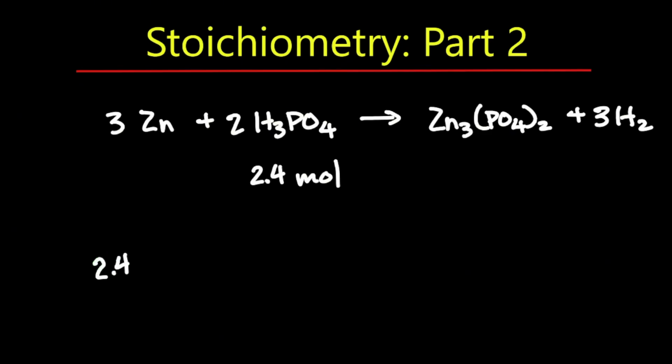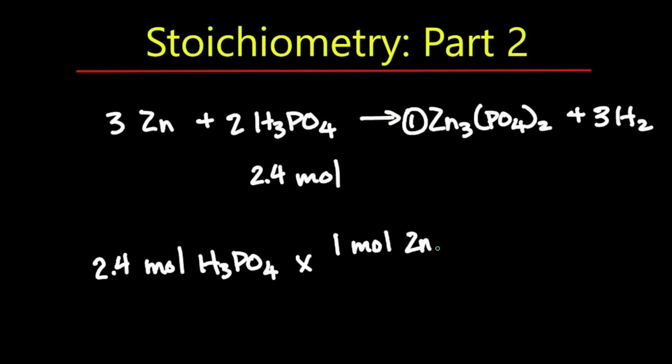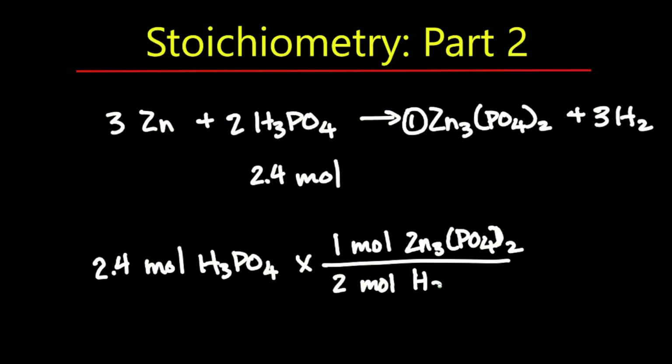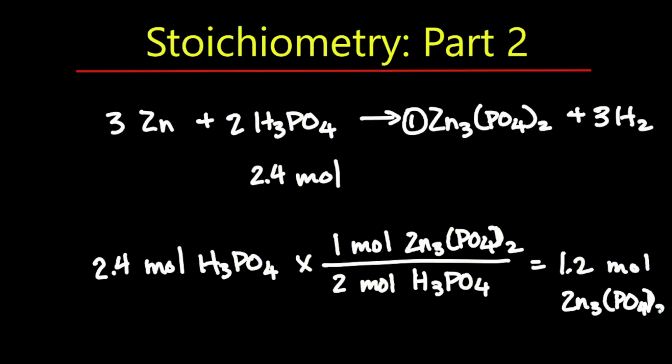We have 2.4 moles of H3PO4, and we form 1 mole, because there's an invisible 1 here, don't forget, of zinc phosphate, per 2 moles of hydrogen phosphate, we get 1.2 moles of zinc phosphate. And that is the answer, 1.2 moles.